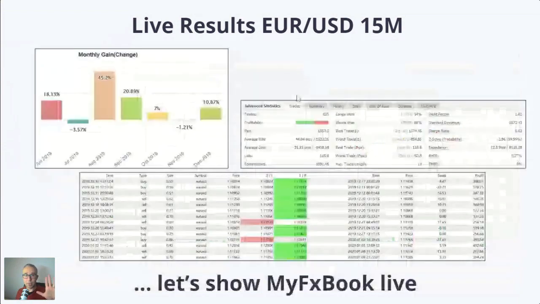Here you can see a little bit more of those stats. In the left upper corner, you see basically the monthly division and gain. So 2 months I had a small loss, otherwise all profitable months. This is live results, actual results and performance based on live trading.